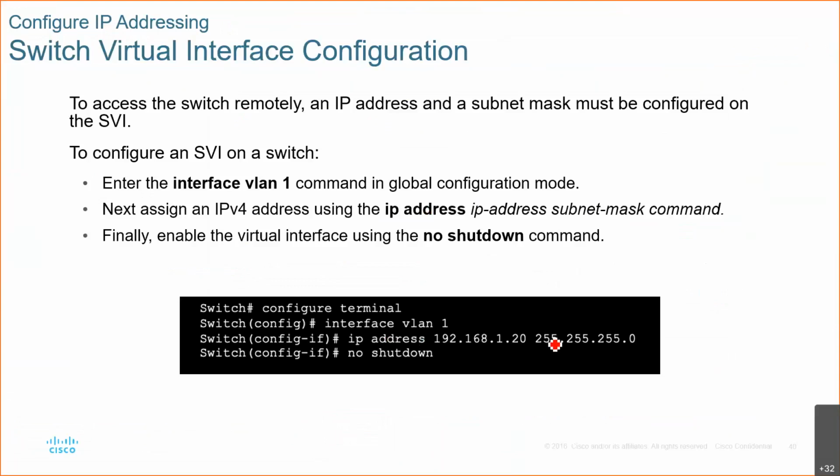And once I give an IP address, I type no shut or no shutdown. What does this mean? That means enable this virtual interface. I don't have to restart it. So enable this virtual interface. So immediately the IP address will be enabled on the switch.